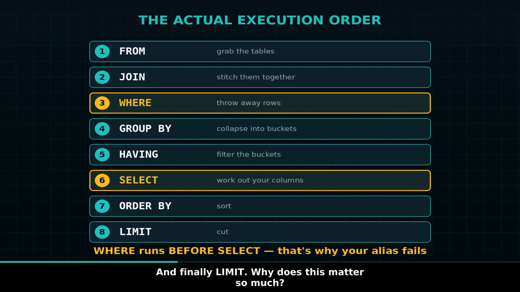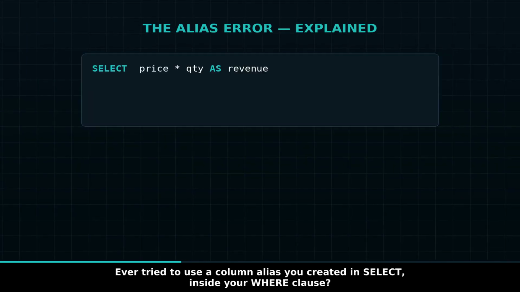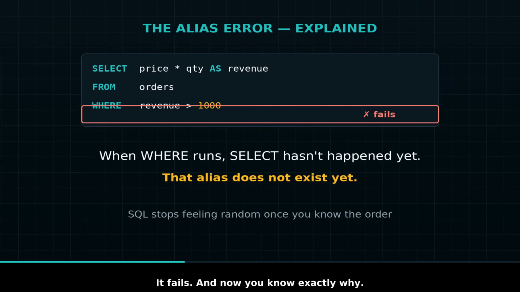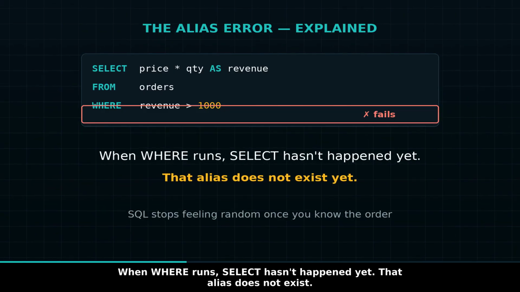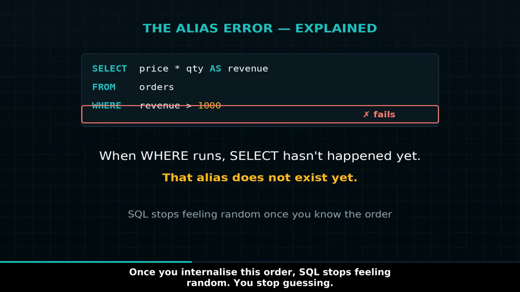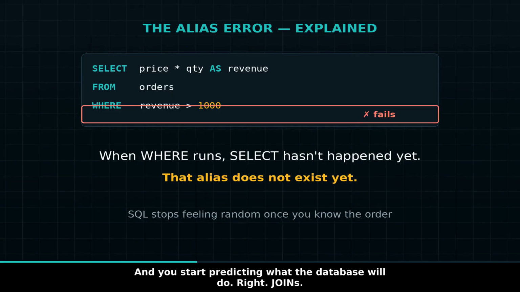Why does this matter so much? Because it explains the errors. Ever try to use a column alias you created in select inside your where clause? It fails. And now you know exactly why. When where runs, select hasn't happened yet. That alias does not exist. Once you internalize this order, SQL stops feeling random. You stop guessing and you start predicting what the database will do.